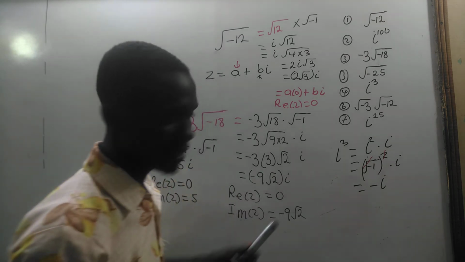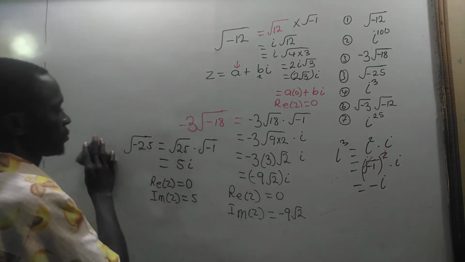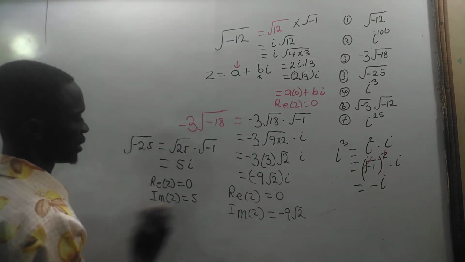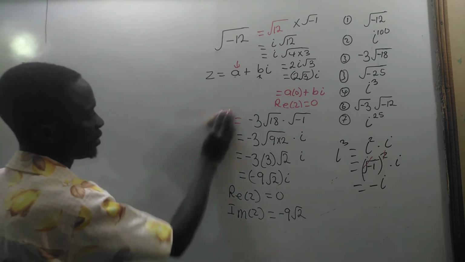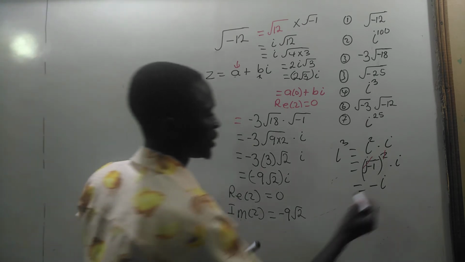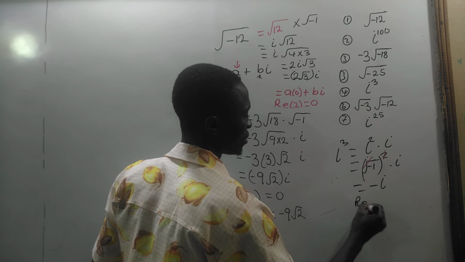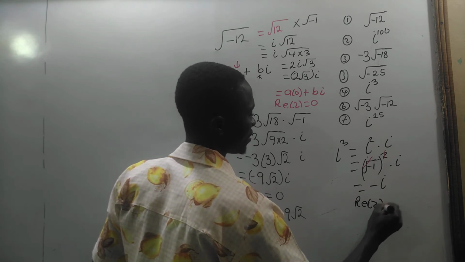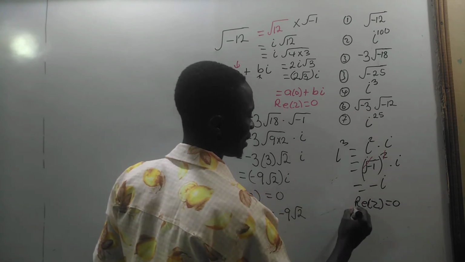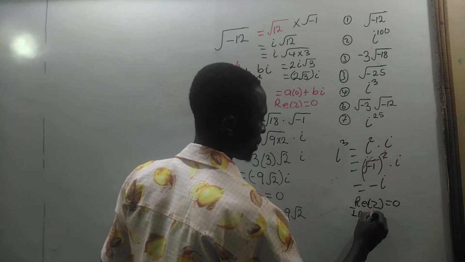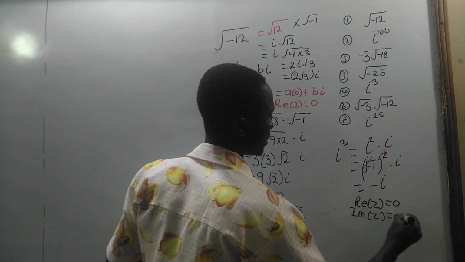Now let's take the next one and see what we are going to get. So here, what is the real part? Here the real part of z is 0 and the imaginary part of z is negative 1.